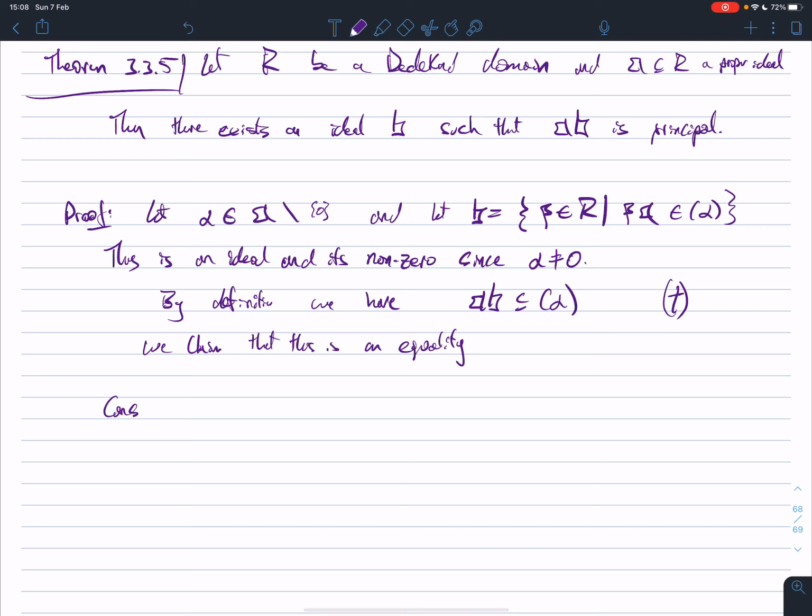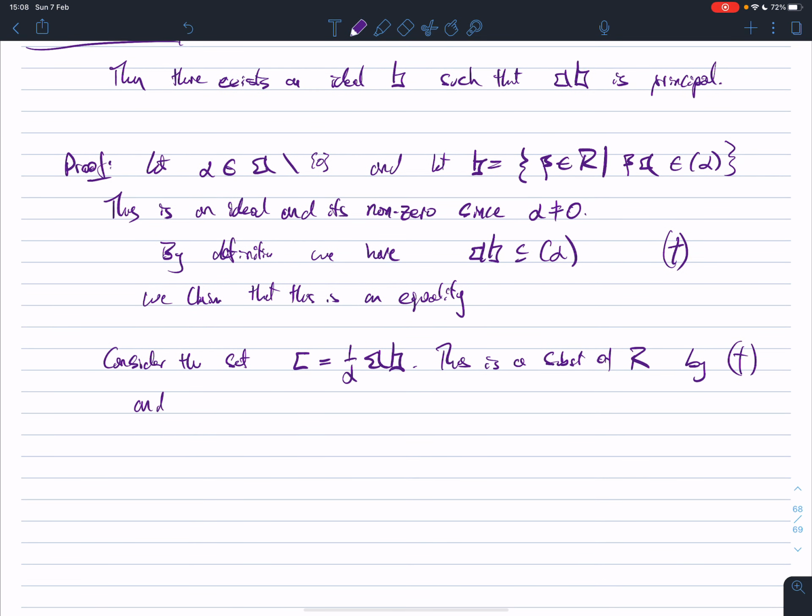So consider the set C, which is going to be 1 over alpha times the product of the ideals. This is a subset of R by dagger. I know that the product of these two ideals is always contained in the ideal generated by alpha, so every element in this thing is divisible by alpha. So if I take any element here and divide it by alpha, I'm just left with an element of R. So this is a subset of R by this condition, and you can check that it's in fact an ideal.